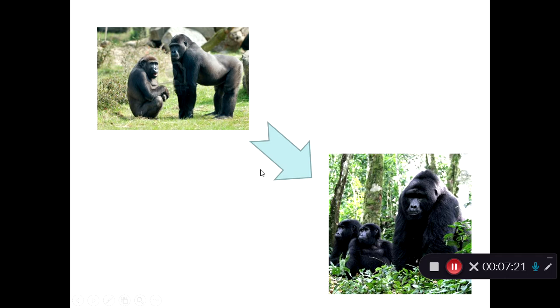So this is sexual dimorphism in gorillas, and you may wonder whether or not humans exhibit sexual dimorphism, and we do to some extent. The males are clearly larger on average, but not as extreme as this one.